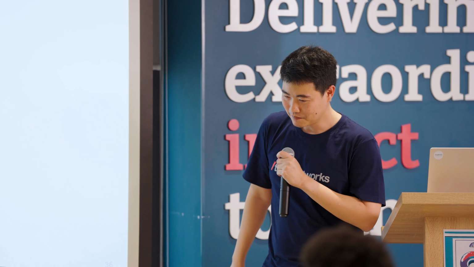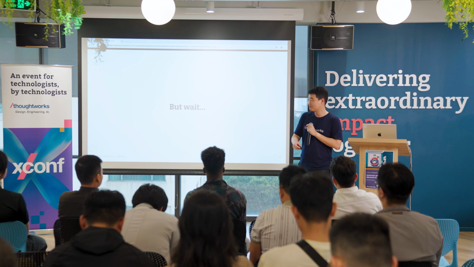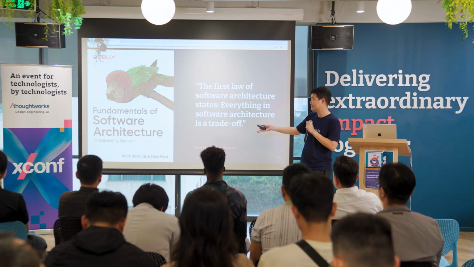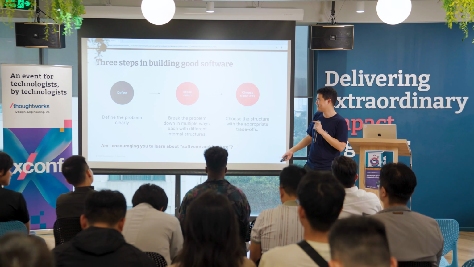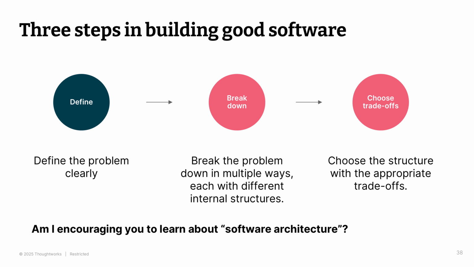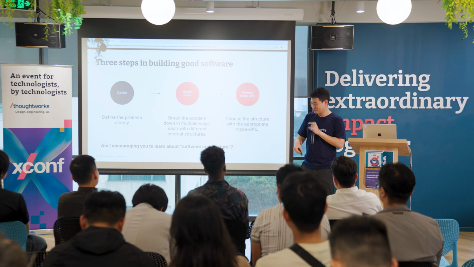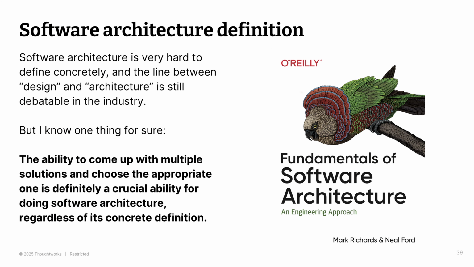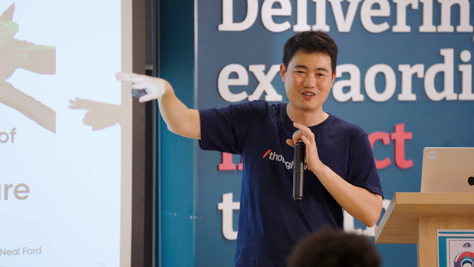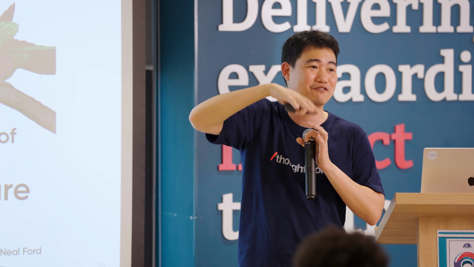Okay, but wait. If I look into one book, Fundamentals of Software Architecture, it says the first law of software architecture is about trade-offs. So when I talk about this, am I tricking or encouraging you to learn more about software architecture? The answer is a little bit complicated. It's yes and no, because software architecture is an overloaded term as well. Some people say it's all about architecture, but some people say it needs to be big enough in impact to be called software architecture, and small-impact ones are called software design.